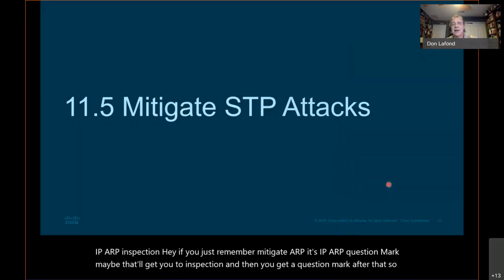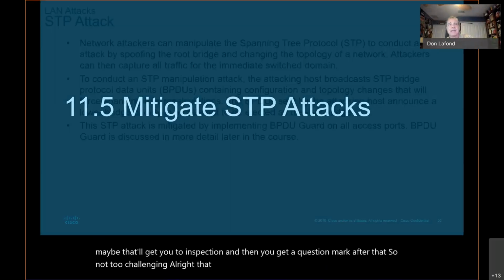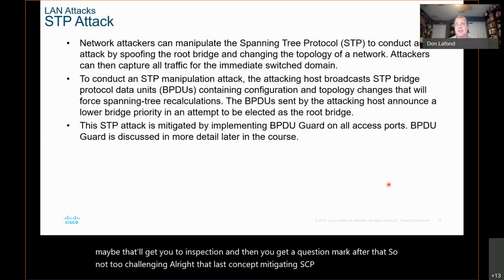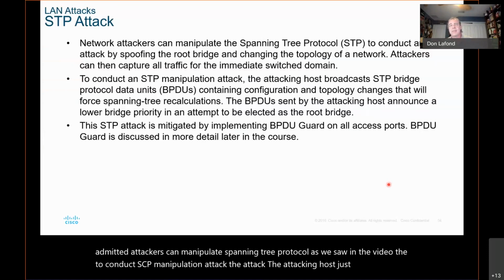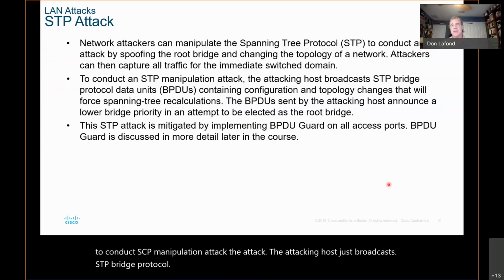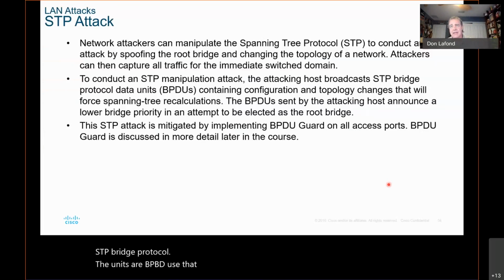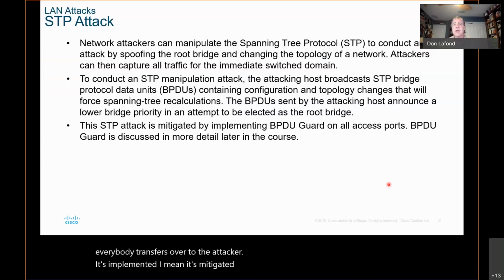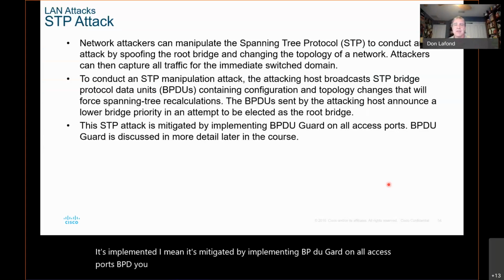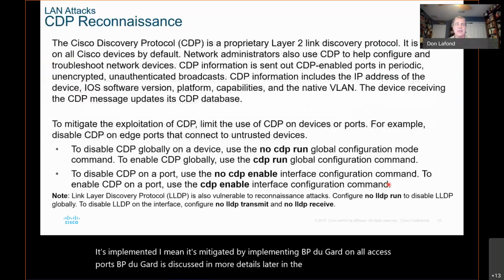So not too challenging. All right, that last concept, mitigating STP attacks. Network attackers can manipulate spanning tree protocol, as we saw in the video. To conduct an STP manipulation attack, the attacking host just broadcasts STP bridge protocol data units, BPDUs, that are appealing to everybody in the network, and then everybody transfers over to the attacker. It's mitigated by implementing BPDU guard on all access ports. BPDU guard is discussed in more detail later in the course, so we don't actually give you those commands at this point.